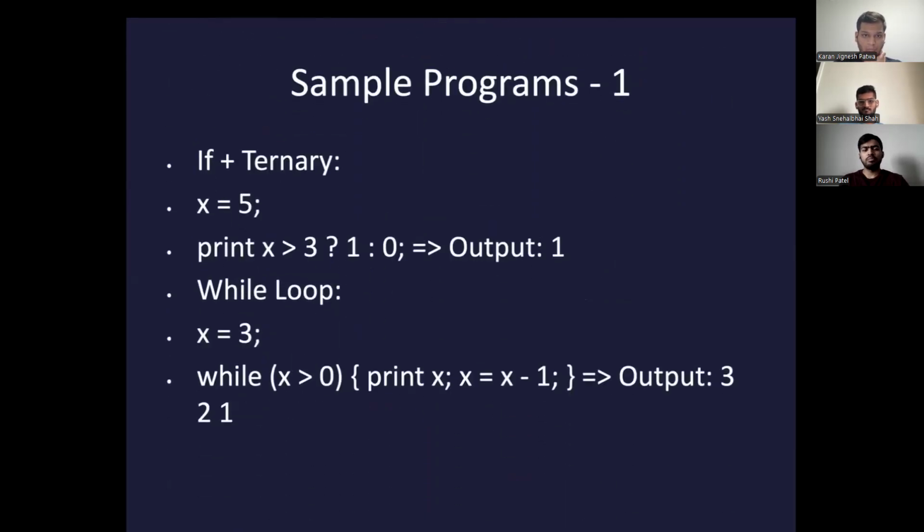Let's go with the sample programs. The first one demonstrates a ternary conditional where x equals 5, and we print x greater than 3 with the logic 1 or 0. This sets the variable x to 5 and then uses a ternary operator to evaluate if x is greater than 3. Since that's true, it prints 1. That validates both our comparison logic and ternary expression handling.